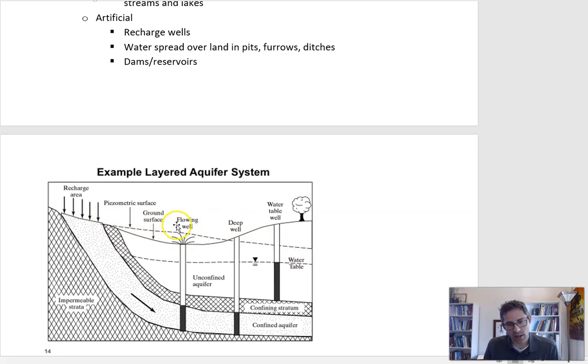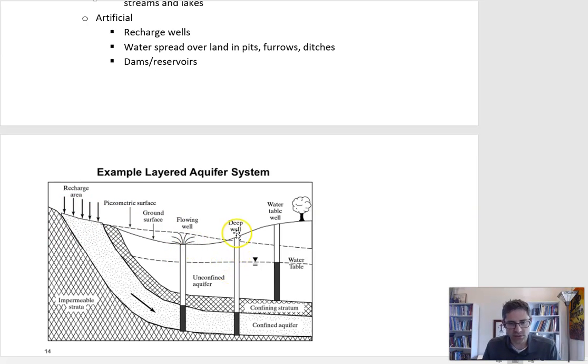So when I puncture a well down here into this confined aquifer, because the potentiometric surface is up here, water will flow in and out through the well. And this is called an artesian aquifer, an artesian well, that I could just poke in the ground. I could drill down and it will just start flowing. And that's because the recharge area is higher elevation than where the well was drilled.